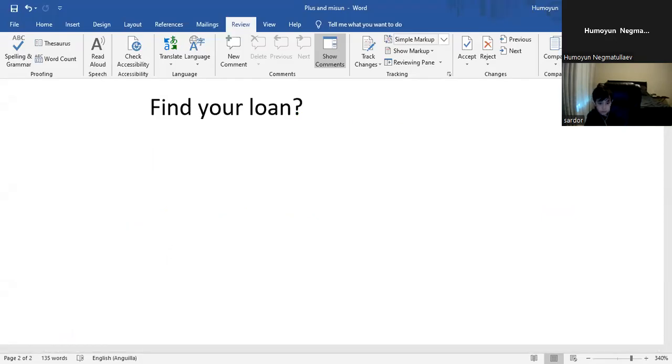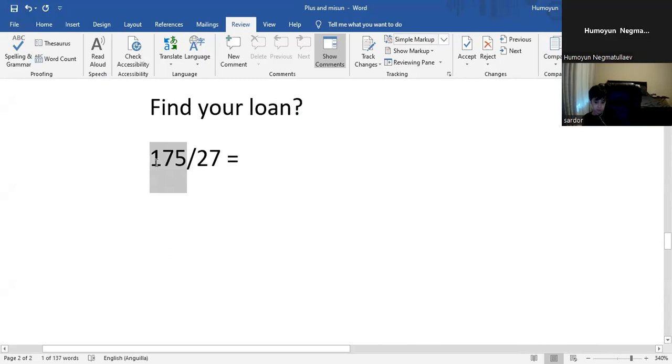Let's look at the question first. The question says 175 is divided by 27. Then how do we calculate this number? How many 27s are there in 175?